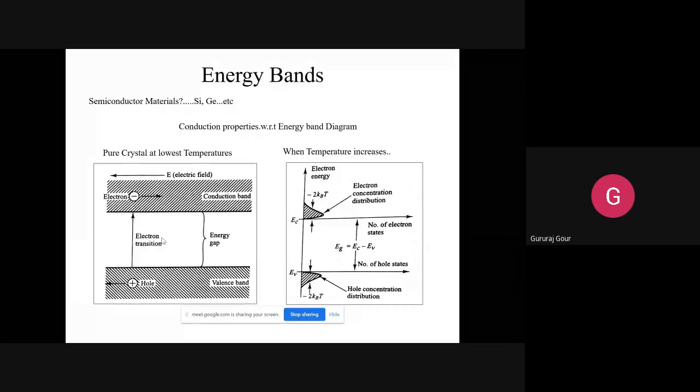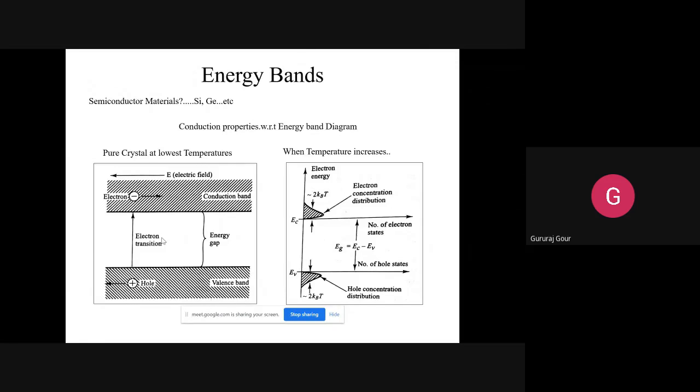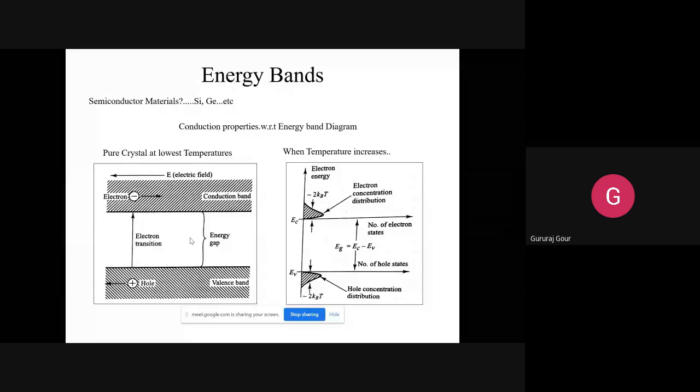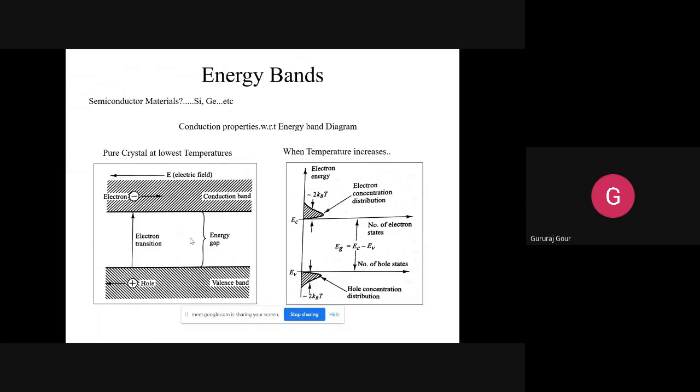So when the temperature rises, you can see we have plotted two graphs here adjacent to each other. One for the electron energy and another one for the hole energy. Electron energy is indicated by the EC with respect to the x-axis, and the EV. EC indicates the electrons which jumped up to the conduction band, that is the density of electrons which have now jumped into the conduction band. And EV indicates the number of electrons which are still available in the valence band, the concentration.